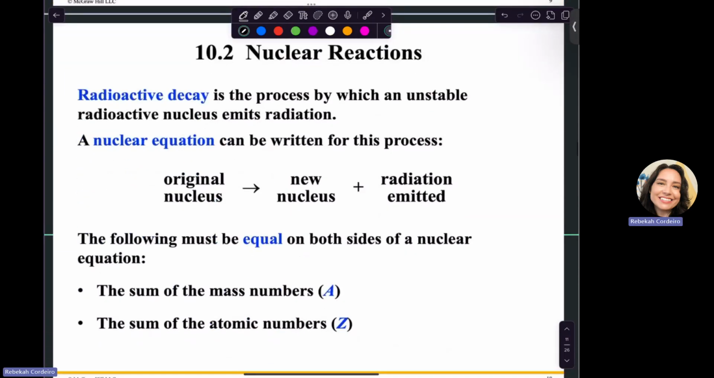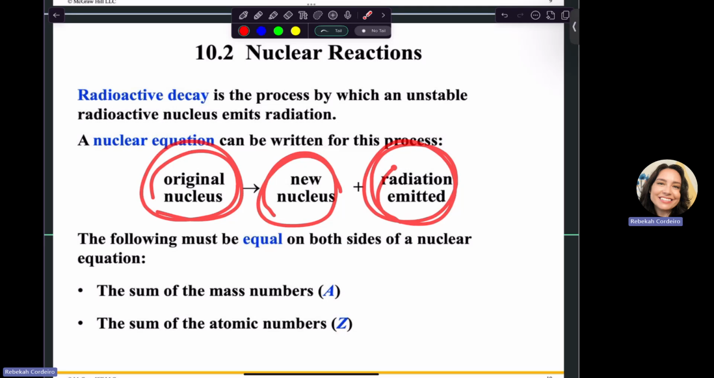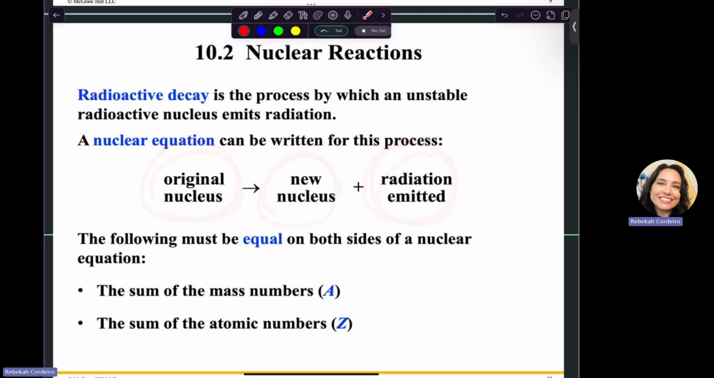So a nuclear reaction tells us what is the original nucleus, what's the new nucleus, and what kind of radiation did it give off, did it emit? And so emitting would be considered a product because it's going away, it's leaving like a product.